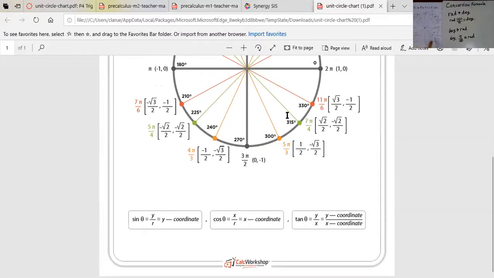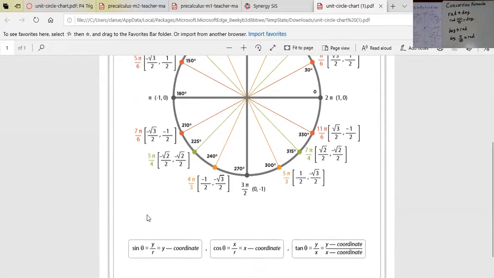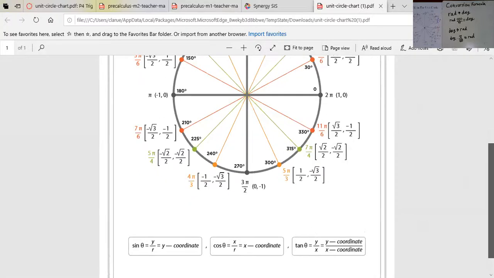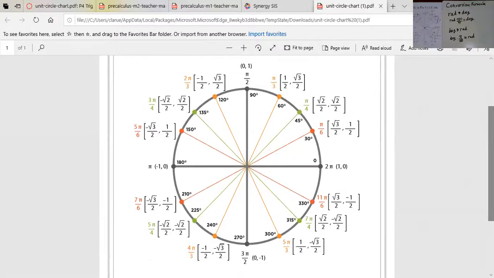Also note that down here at the bottom of the page, it tells you how to calculate sine, cosine, and tangent. Your sine value is equal to the y value divided by the r. It's a unit circle, so r is always 1, which means that sine of theta is always the y coordinate. Cosine of theta is always the x coordinate. And tangent is always y divided by x. We'll talk about tangent in just a moment. So you can find this in your learning module.